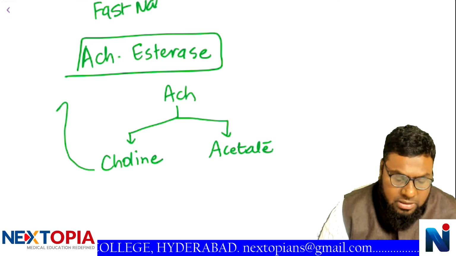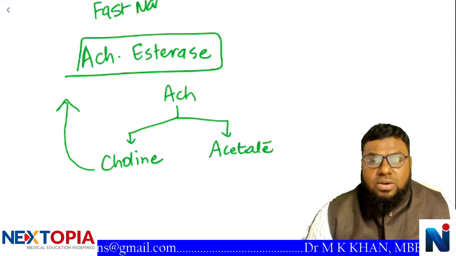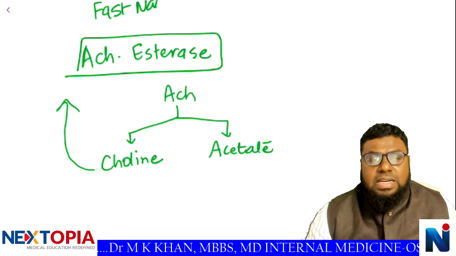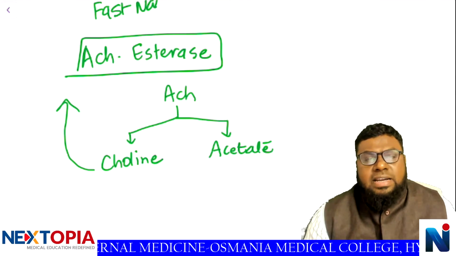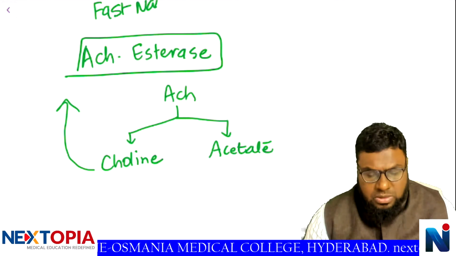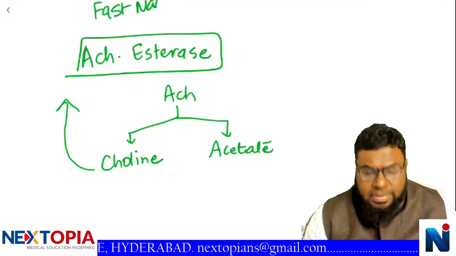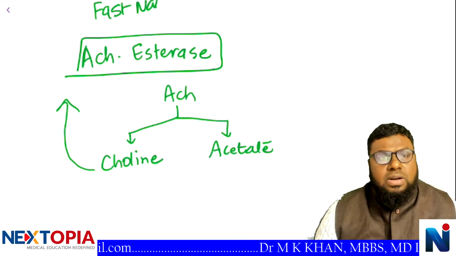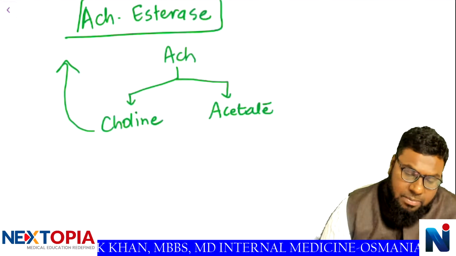Choline is taken back by the presynaptic terminal to synthesize new acetylcholine. We call this mechanism choline reuptake. Whereas acetate goes into some other biochemical reactions. So this is how the synaptic transmission occurs. This is all about synaptic transmission between the nerve and a muscle.